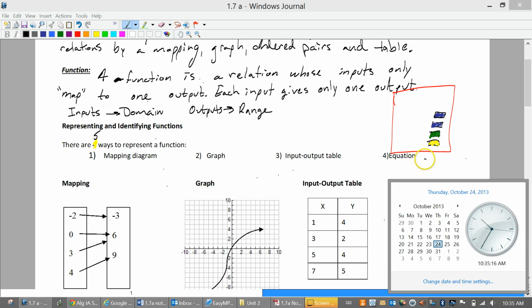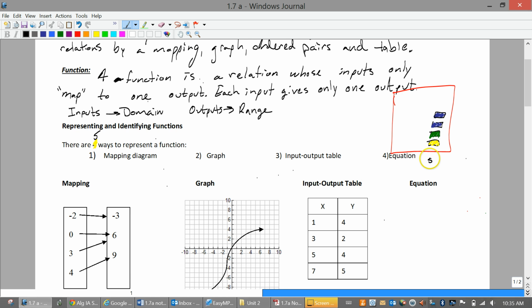The fifth one, what are we missing up there? We're missing ordered pairs. We can represent them by ordered pairs. All right, so let's look down below. We're going to talk about what it means to be a function based on the different examples, and I'm going to tell you why each one of these represents a function. Then we're going to figure out what does and what does not represent a function.